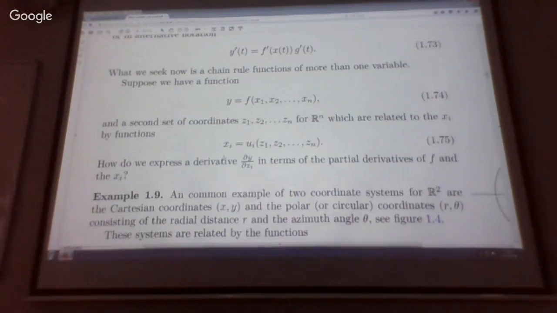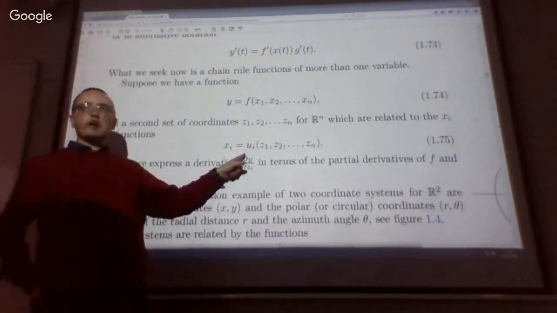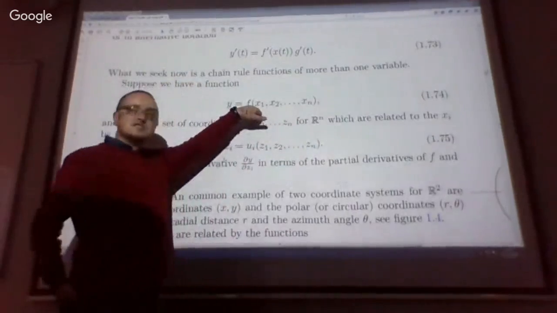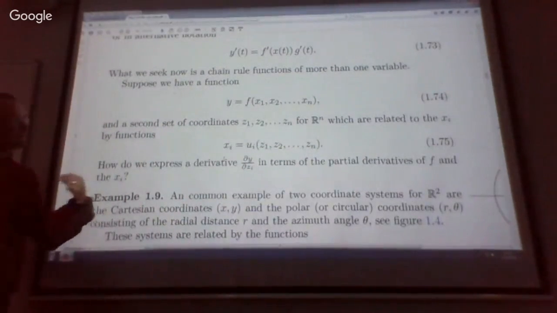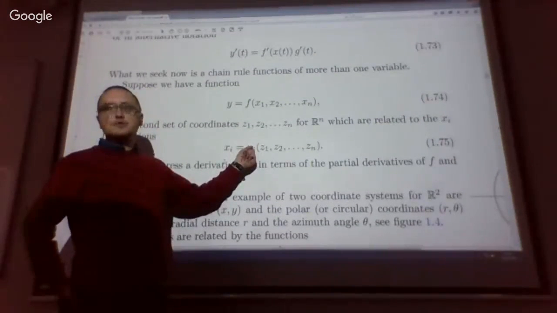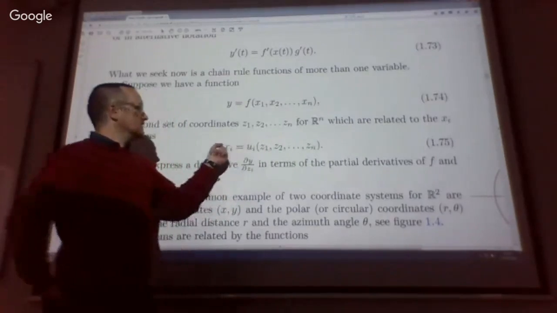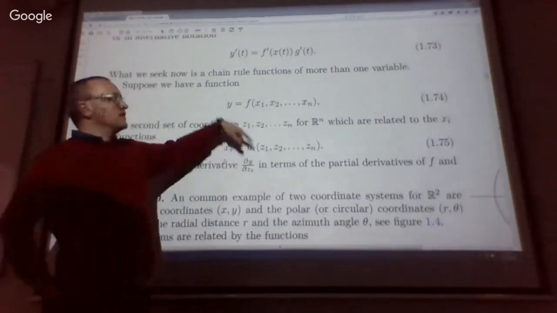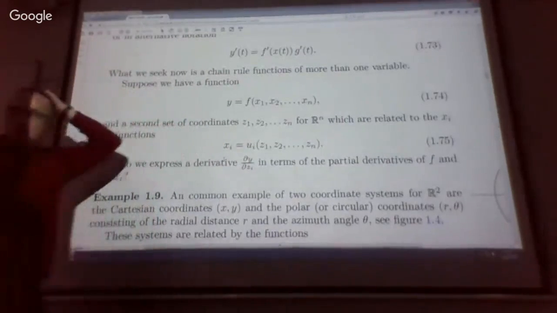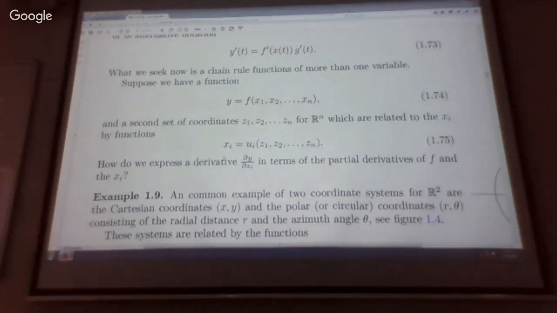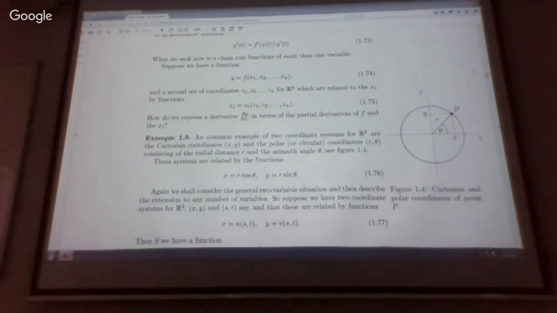And what we're expecting is some kind of rule which will tell us what this partial derivative is in terms of the partial derivatives of our original function f and partial derivatives of these functional relationships ui here between the new variables and the old variables. Okay? So the functions ui here are playing the role of the function g in the previous one-dimensional example. Okay? So that's the kind of setup. Well, let's just make it a bit more concrete and just look at a particular example.